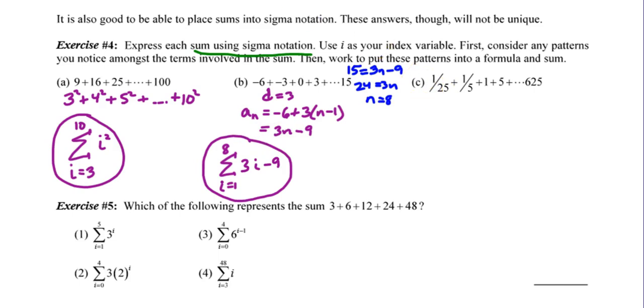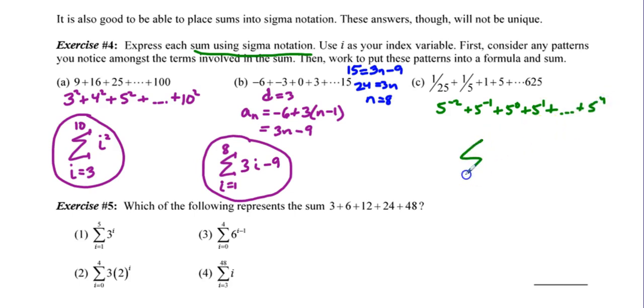Finally, this example, what's the pattern? I see 1/25, that's a little confusing, and I see 1, 5, 625. Okay, I think I see that they are powers of 5 here. So that's like 5 to the -2 power, 5 to the -1, 5 to the 0th, 5 to the 1st, and then we've got to figure out which power of 5 is 625. So you could mess around with that a little bit. Hopefully you found out it's the 4th.